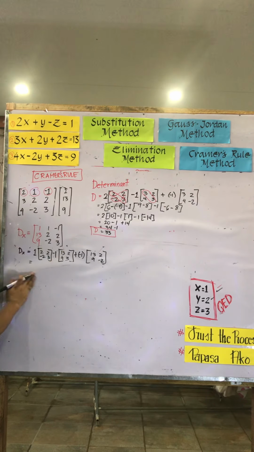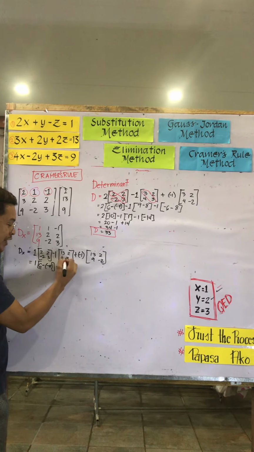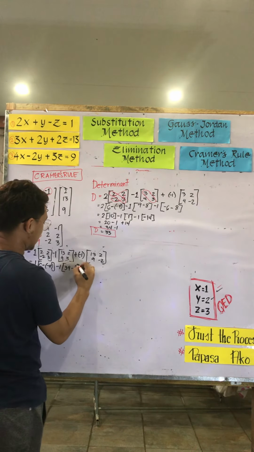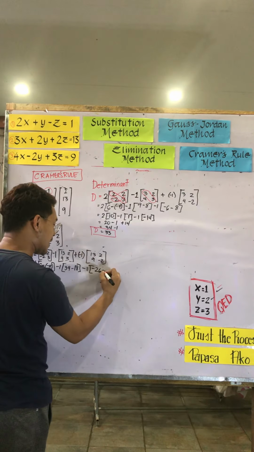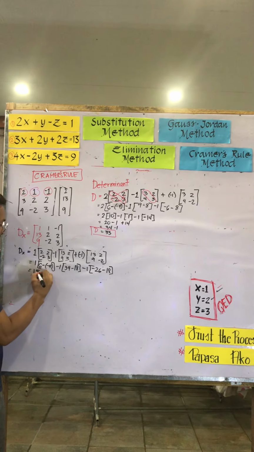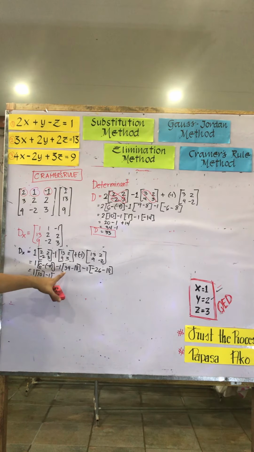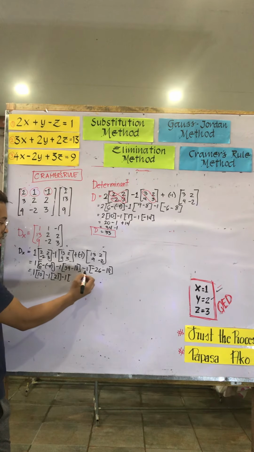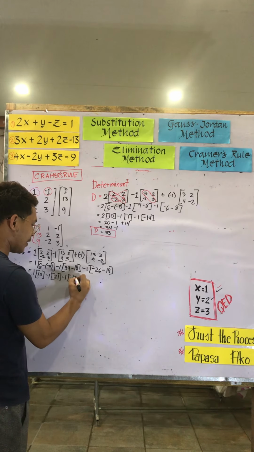Then proceed with the same procedure that we had a while ago. 1 times 2 times 3 is 6, minus negative 4. Minus 1 times 13 times 3, which is 39, minus 9 times 2, which is 18. Minus 1 times 13 times negative 2, which is negative 26, minus 9 times 2, which is 18. Then we have 1 times 6 minus negative 4, which is 10. Minus 1 times 39 minus 18, which is equal to positive 21. And negative 1 times negative 26 minus 18, which is negative 44.